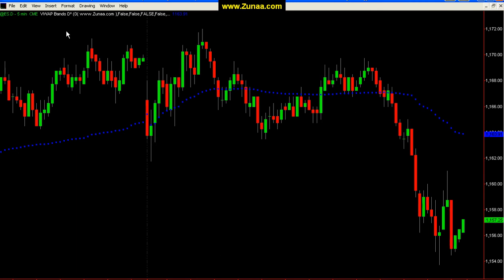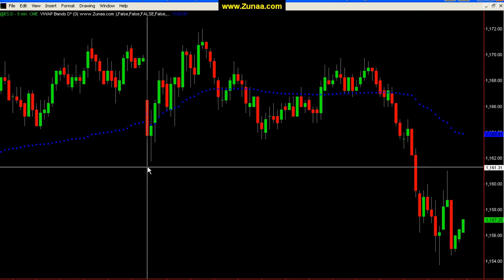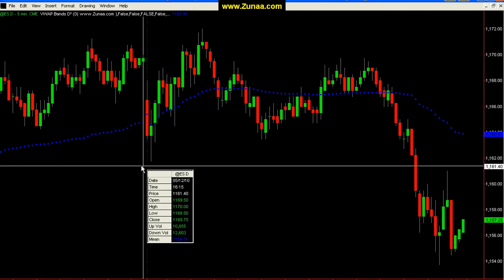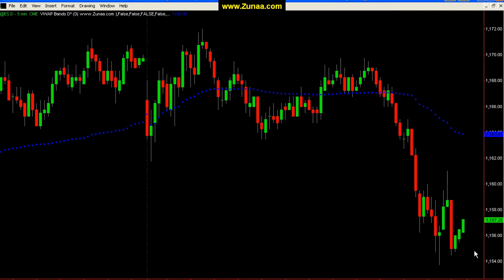So with this indicator, the difference between this and the common ones is that this is based on ES.D, which is the day session or the cash session, also referred to as a pit session, also referred to as a regular trading hour session. And the beginning of this session corresponds to a date change, in other words, because it's based on the cash session.